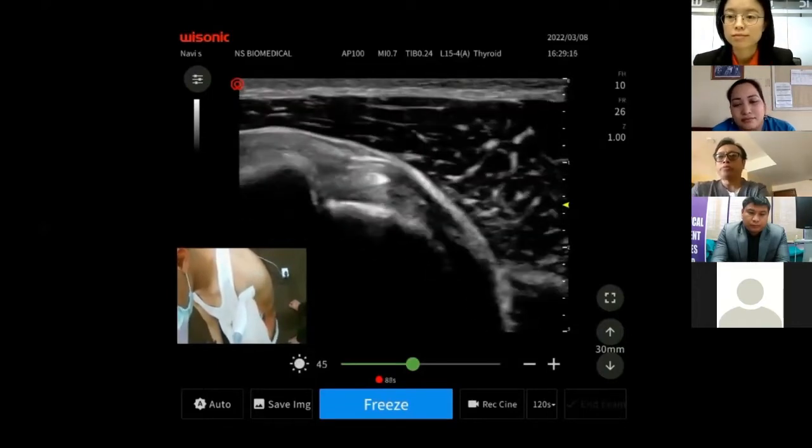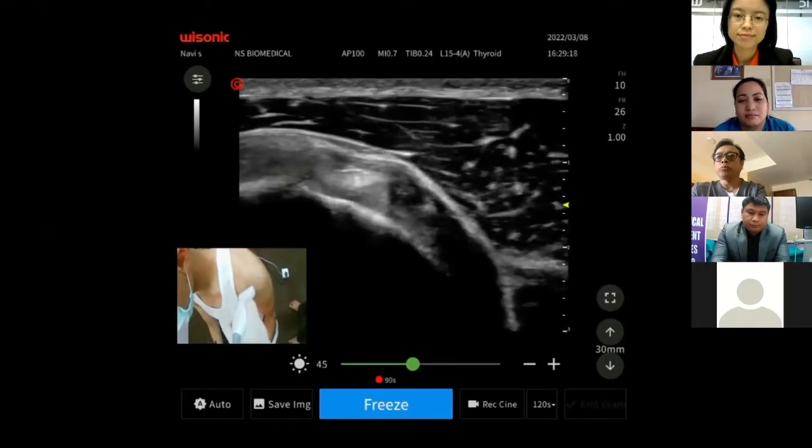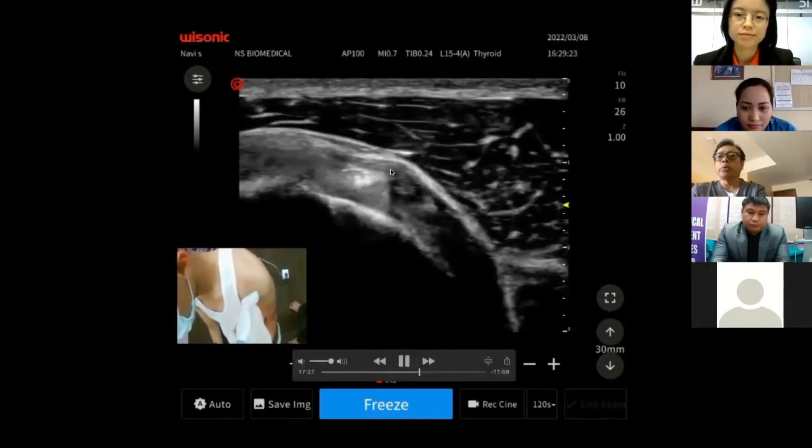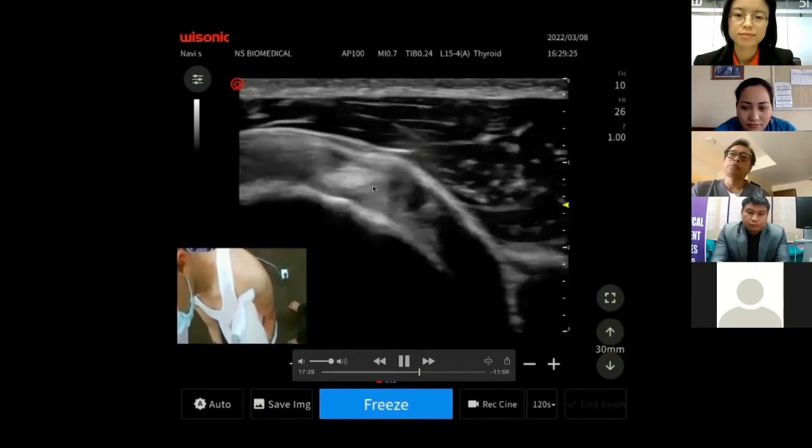So these ligaments around the biceps form an inverted C-shaped structure to hold the biceps tendon in place, which is also known as the biceps pulley.